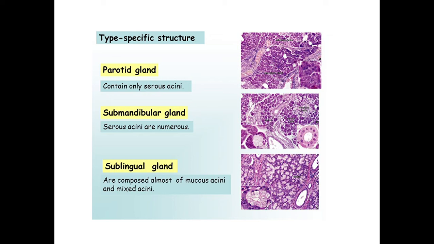So the parotid gland contains only serous acini. The submandibular gland and sublingual gland, being mixed glands, contain both the mucous and the serous acini. The submandibular gland has more serous acini compared to the mucous acini, while the sublingual gland is composed mostly of mucous acini and some serous acini.